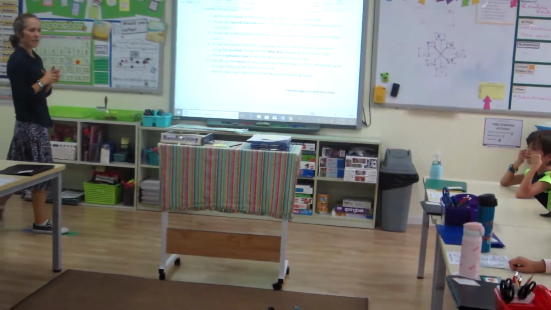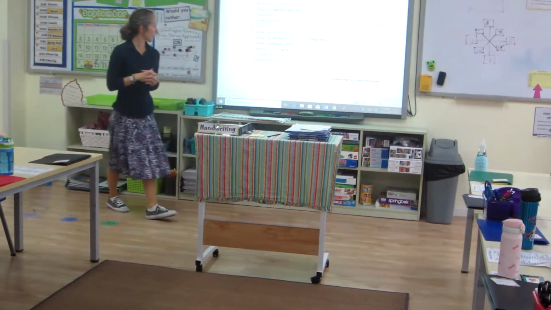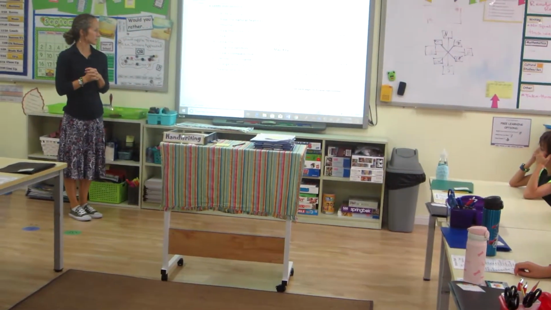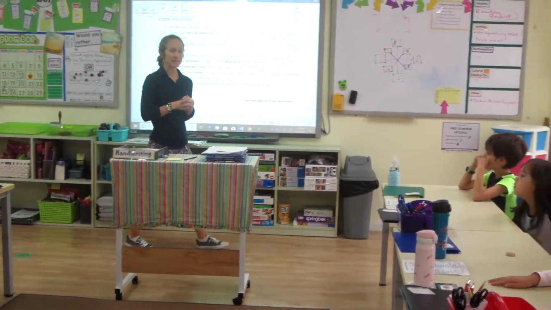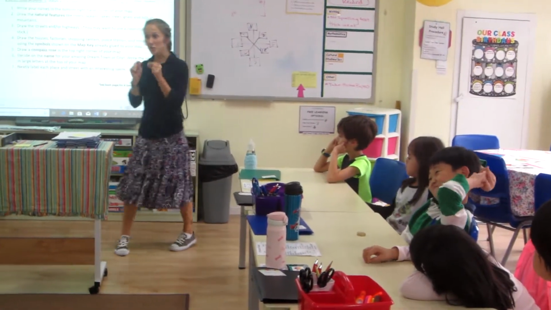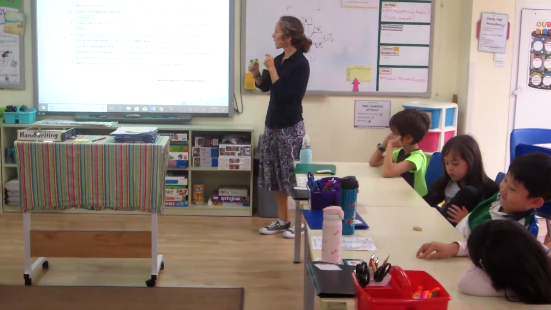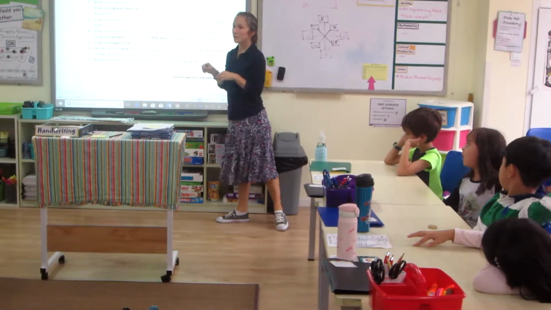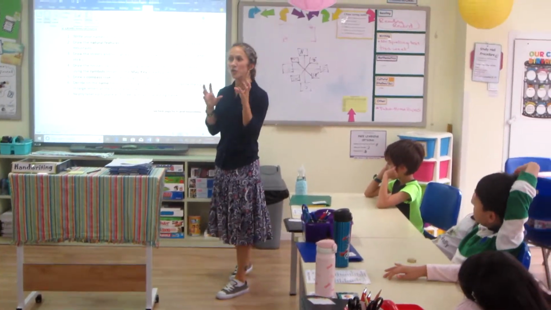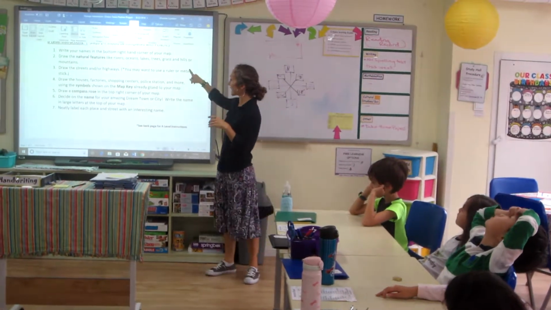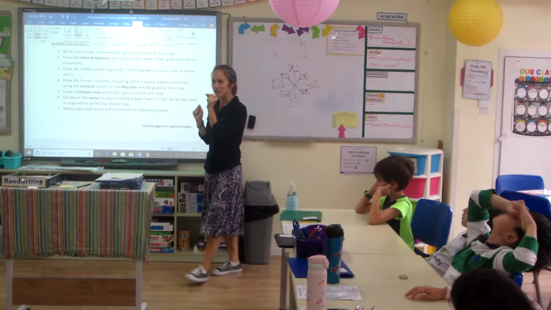Number 7, Ethan. Neatly label each place's street with an interesting name. Good. Each of your places, your streets should have a name. Your oceans, lakes, trees, like let's say you have a forest, maybe you're going to say this is the dark, spooky forest. Give your places and your items names and put labels next to them.